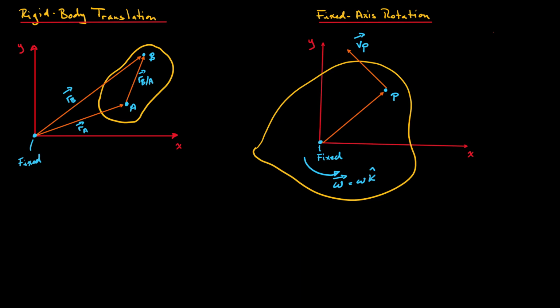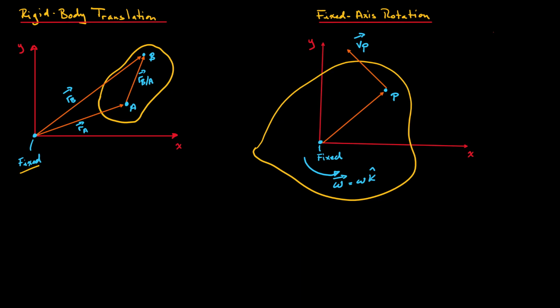Just to point out a few things here, we have a fixed reference frame. This reference frame is not moving. And we have our random object in yellow, and two particles A and B within that object. We want to find its velocity and acceleration.